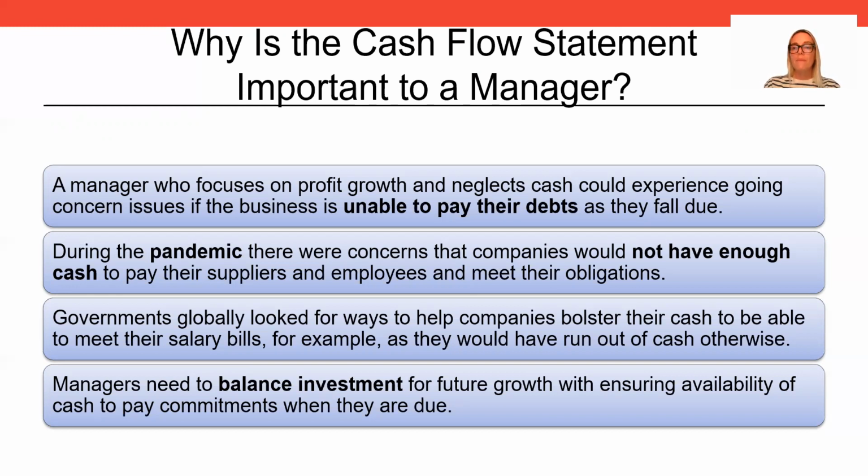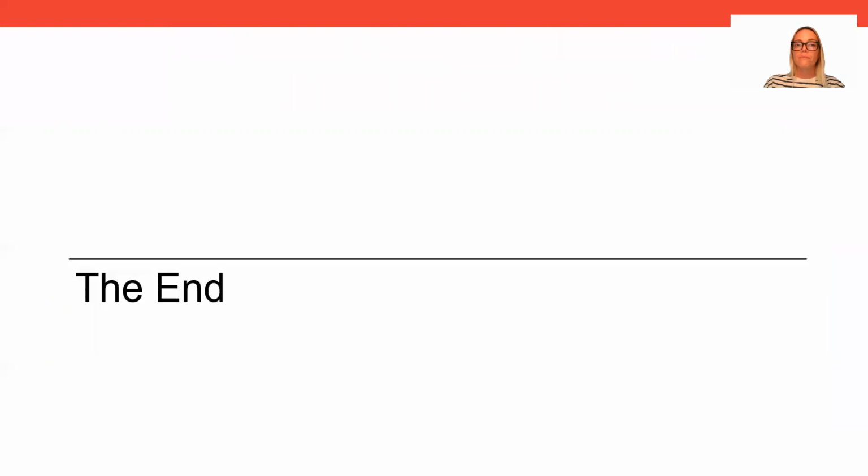And this happened during the pandemic, where there were concerns that companies wouldn't have enough cash to pay their suppliers and employees and therefore meet their obligations. And governments globally therefore looked for ways to help companies bolster cash so that they could meet their salary bills. So for example, making sure that they had a stockpile of cash that the government maybe helped them with, otherwise they might have run out of money. In normal times, though, managers need to balance investment for future growth with ensuring that they've got some availability of cash to pay the commitments that they have on time when they're due.